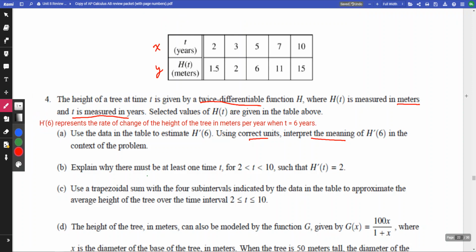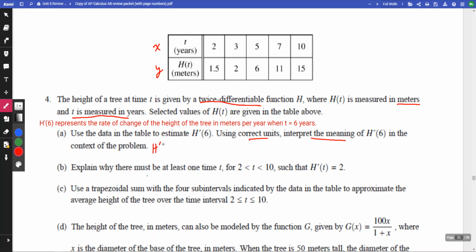H prime is clearly a rate of change of h, but we want to talk about what h represents. So h prime of 6 represents the rate of change of the height of the tree in meters per year when t is 6 years old. Right? It's the slope of the growth, or the slope of the height function. Now, how do we estimate that?